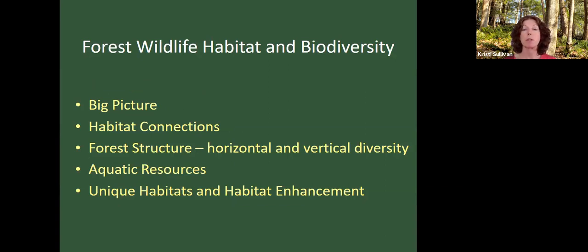I want to talk about forest structure. What is horizontal diversity and what is vertical diversity and what does that mean for wildlife? I also want to talk about water or aquatic resources and the importance of those resources to wildlife. And last but not least, I mentioned some unique habitats and some ways that we can focus on enhancing habitat regardless of the age or type of forest that we might have.